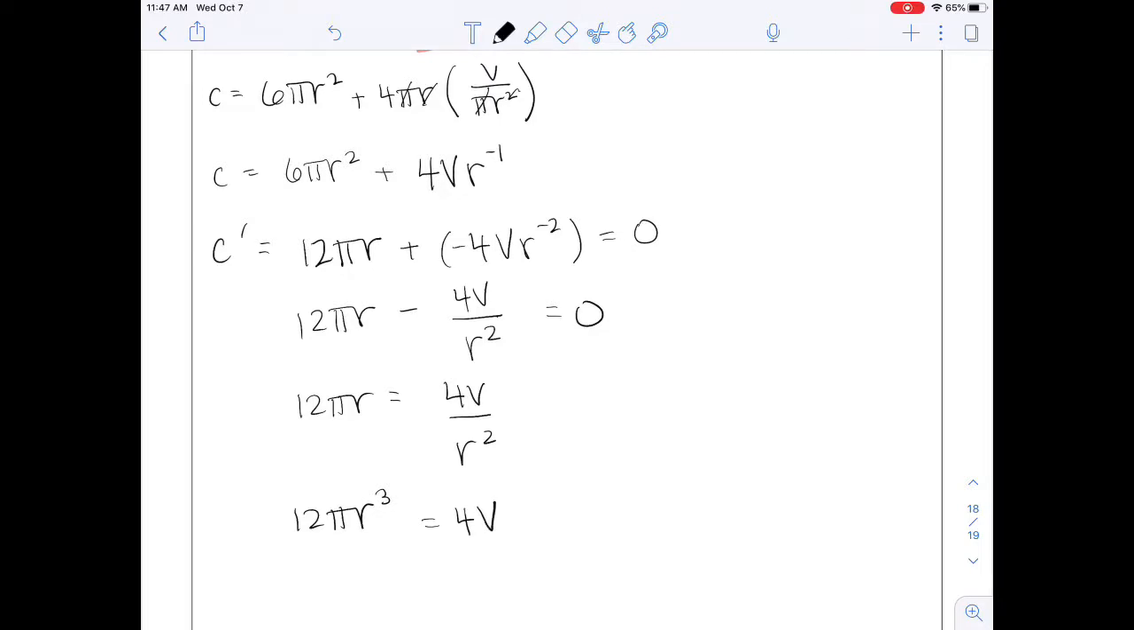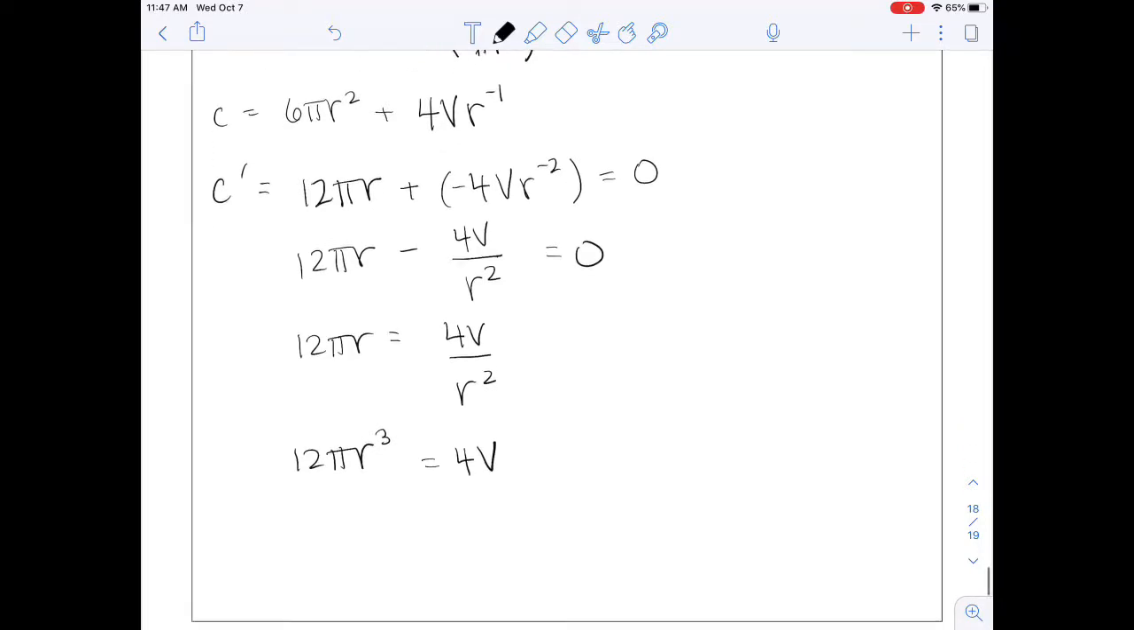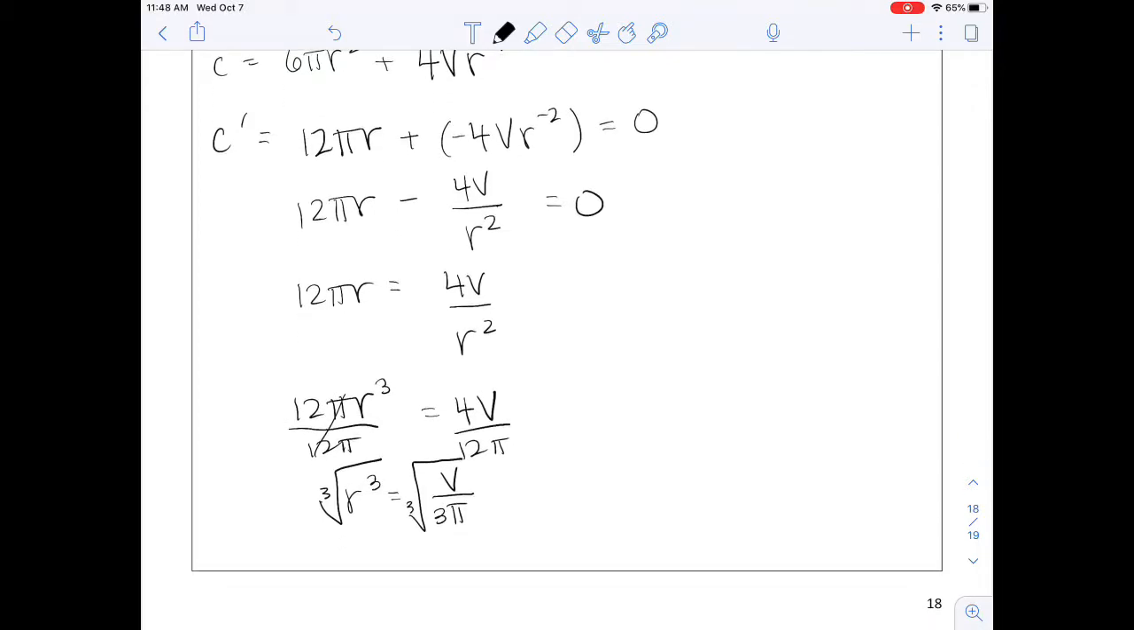Remember, our volume v is fixed. Solving for r, I'm going to divide both sides by 12 pi. When we divide both sides by 12 pi, we can simplify our numbers, and we have r cubed equals v over 3 pi. And then I need to take a cube root. Now whenever you take a cube root, you don't need to put a plus or minus because you could take cubes of any value. So we arrive at our radius is going to be the cube root of v over 3 pi.